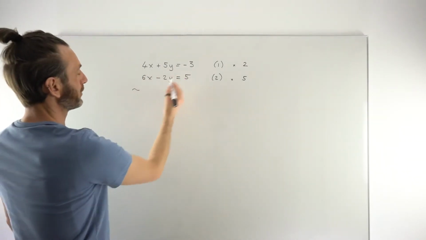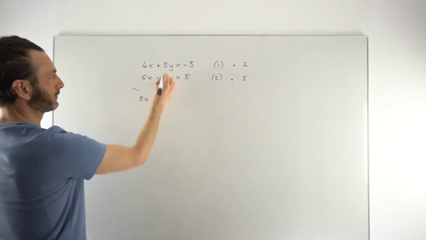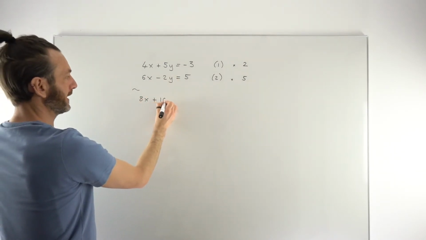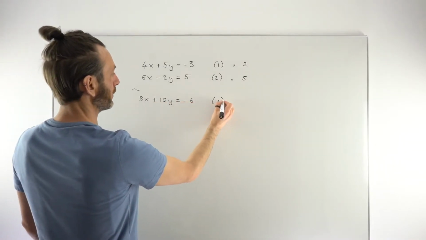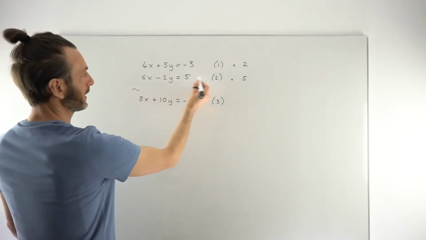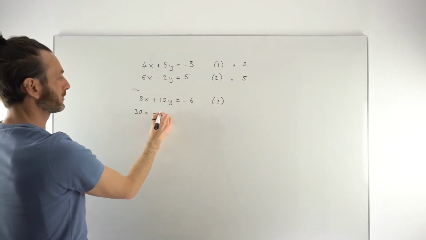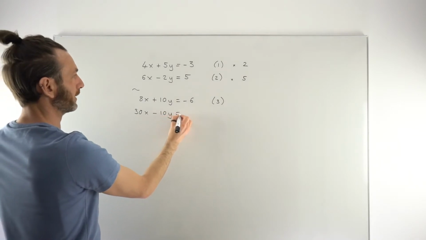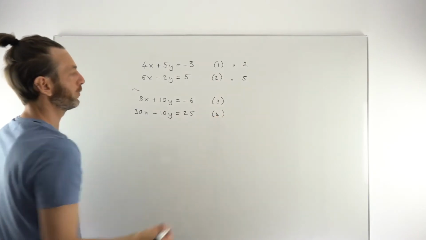So multiplying every term by 2, the 4x becomes an 8x, the 5y becomes a 10y, the negative 3 becomes a negative 6, and that's going to be equation 3. And then multiplying the second equation by 5, this becomes a 30x, this becomes a minus 10y, and this becomes a 25, and that becomes equation 4.